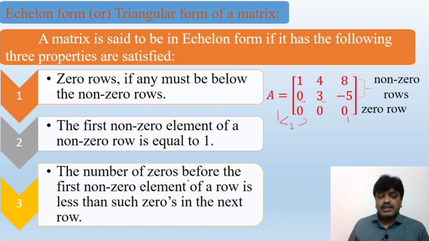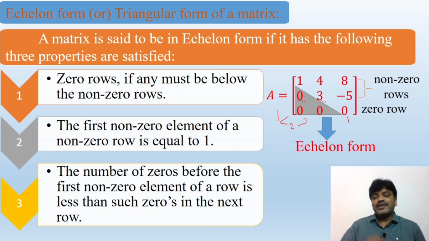Once again, the number of zeros here is 1 before the first non-zero element. This is the non-zero element. That means 1 here is less than the zeros in the next row. Okay, 1 is less than 2. It satisfies all 3 properties, friends. Now this matrix form is echelon form, friends.